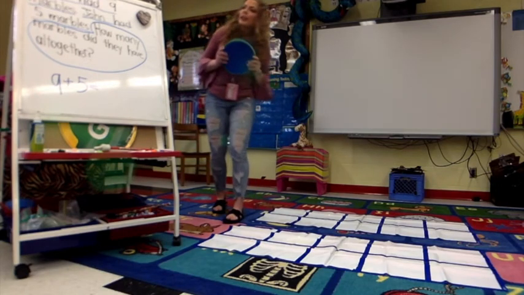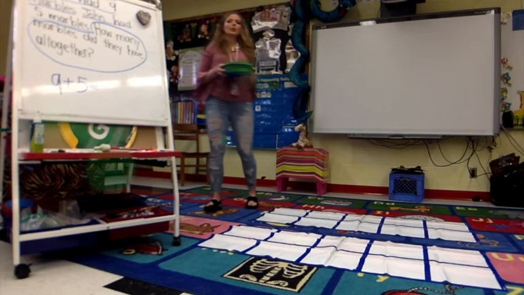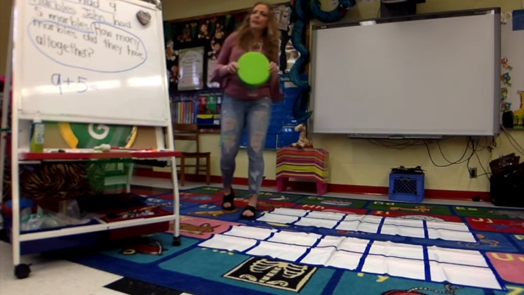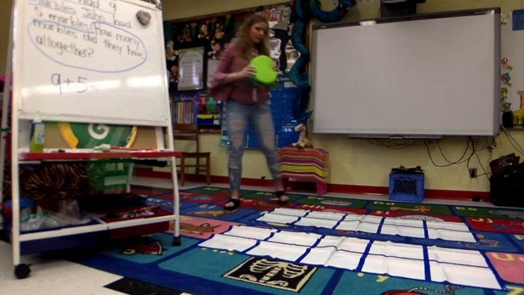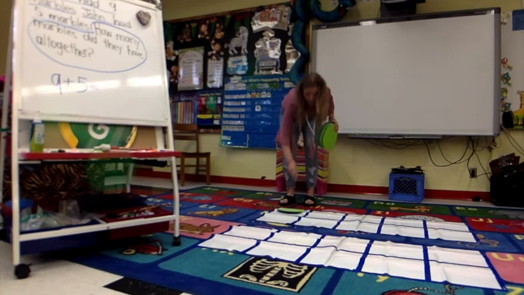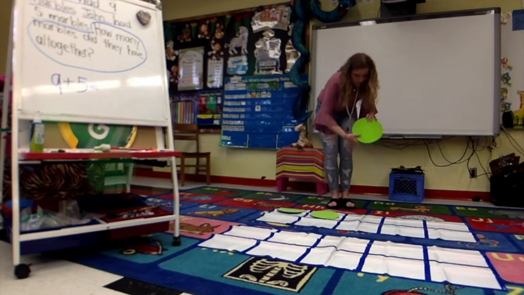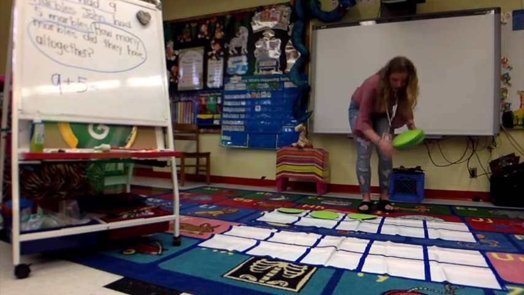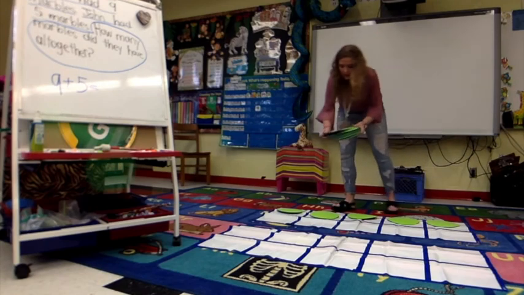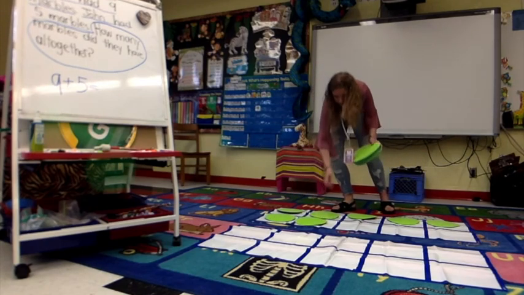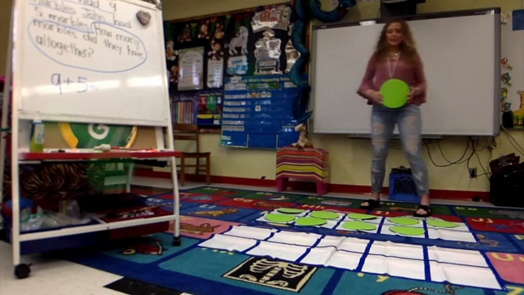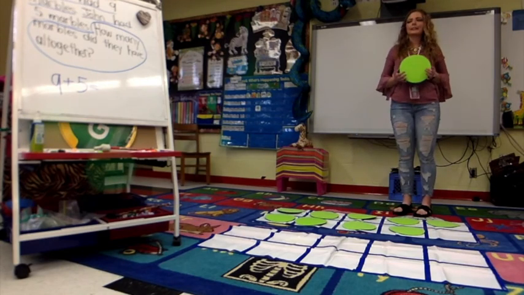So it says that Jack has 9 marbles. So we are going to use our green pieces to represent Jack's marbles. So I want you all to count with me. We are going to put out 9 marbles. Ready? 1, 2, 3, 4, 5, 6, 7, 8, 9. So these green circles right here represent Jack's 9 marbles.